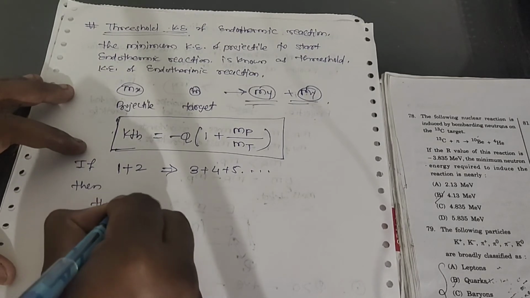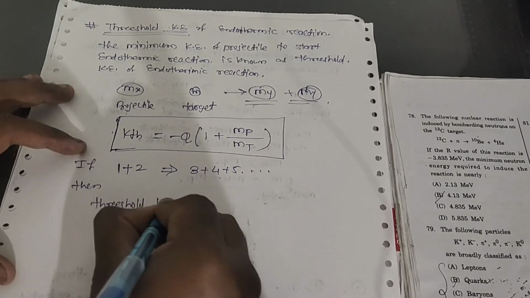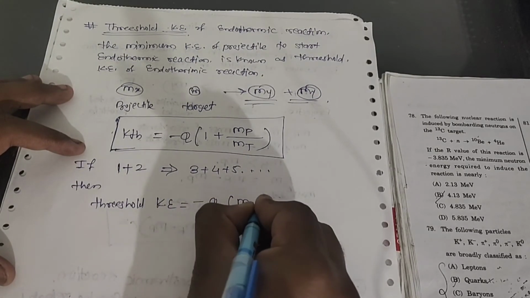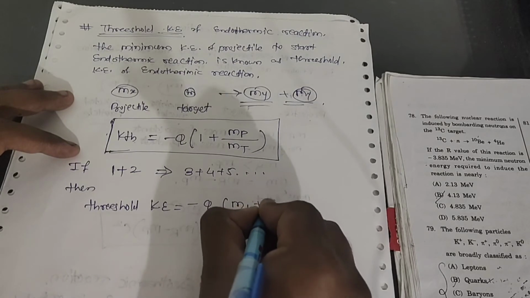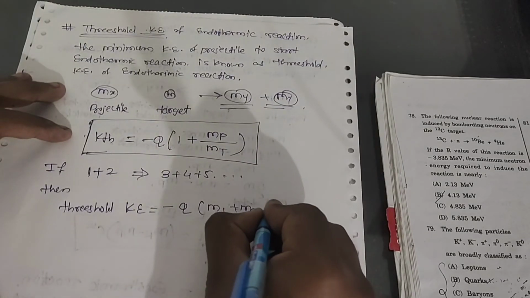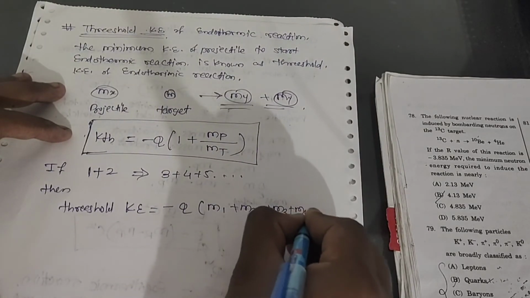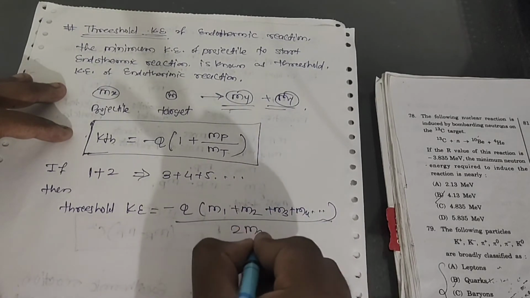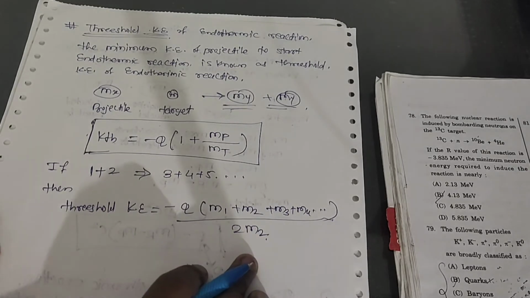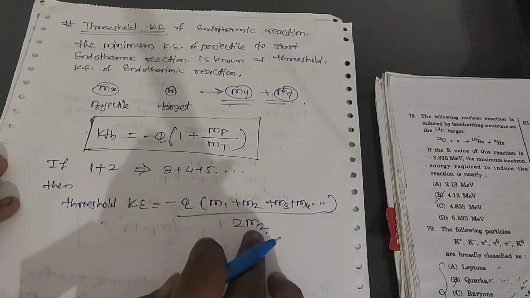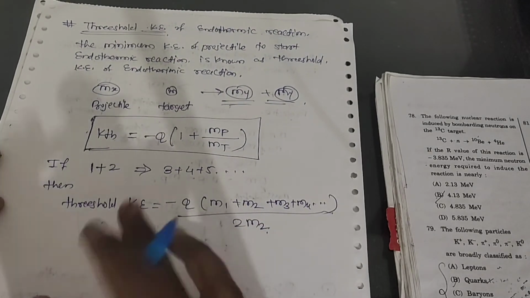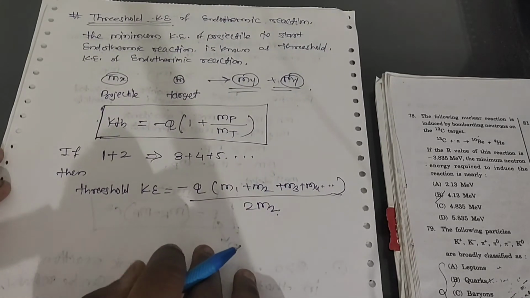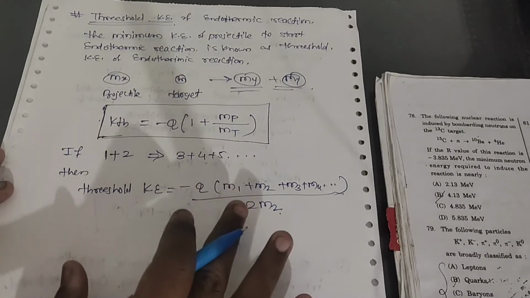threshold kinetic energy is equal to minus Q, then mass of first plus mass of second plus mass of third plus mass of fourth up to the number of all particles, over 2 times the mass of the second particle. This is our threshold energy for a number of atoms, or number of molecules, number of masses. Okay, this is just general information.